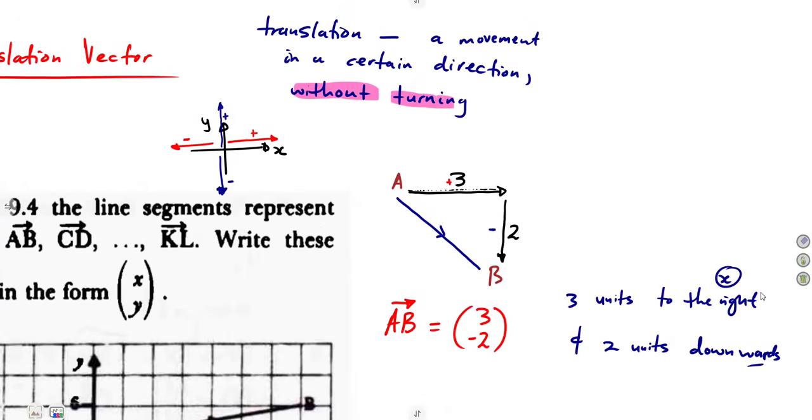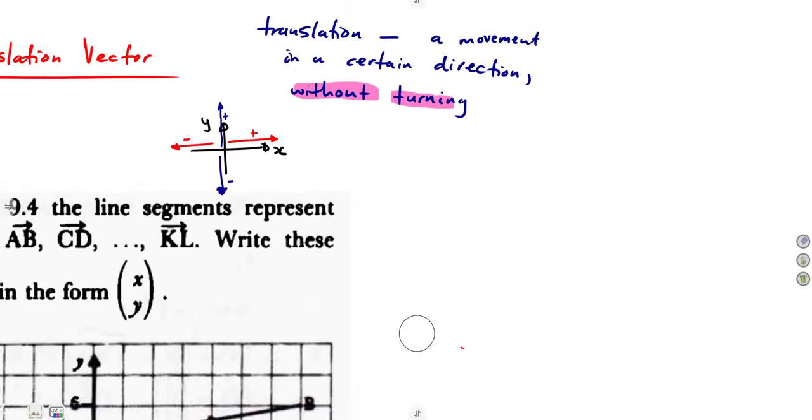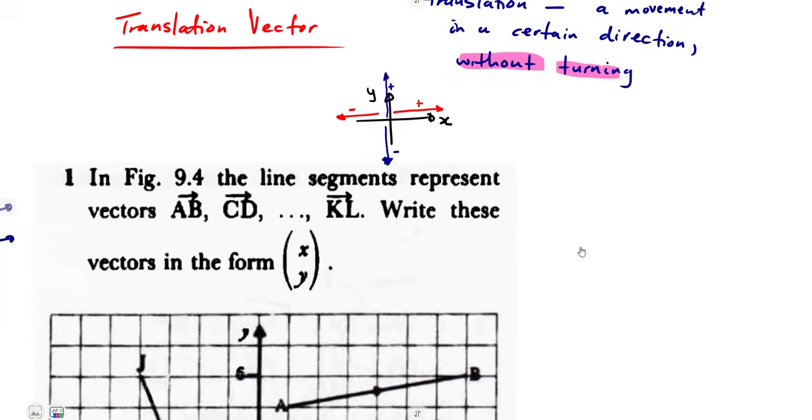So when you are given a sketch and you're asked to represent it as a column vector in this way, that's a translation vector. It's simply the movement that you consider in the X and in the Y, X followed by Y, without turning. So that is the concept. All right.